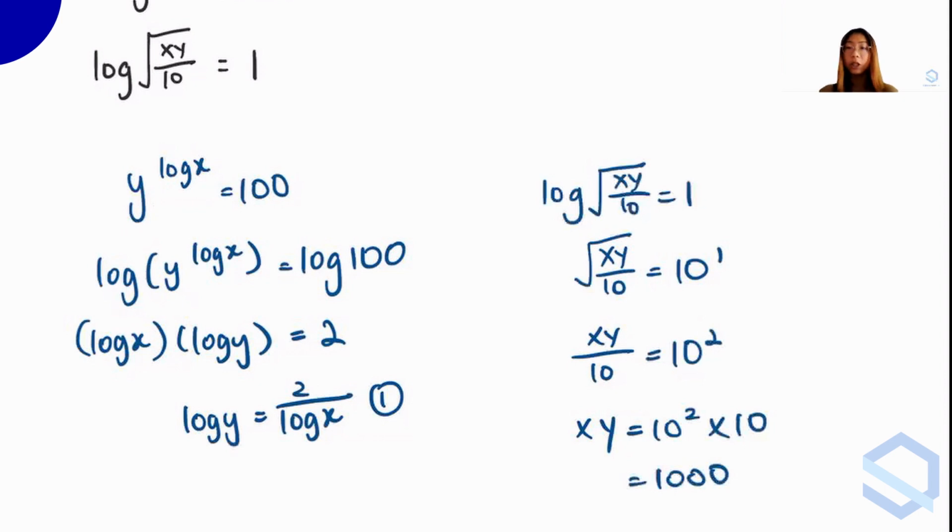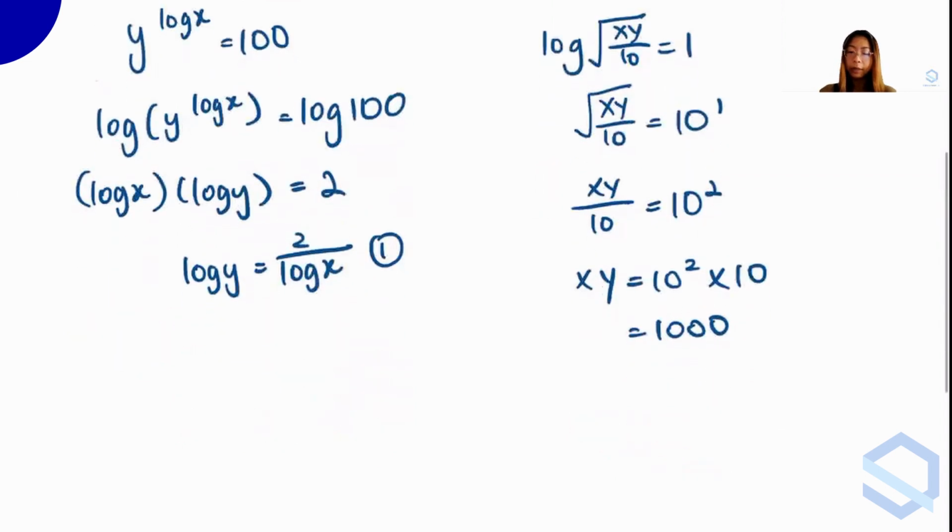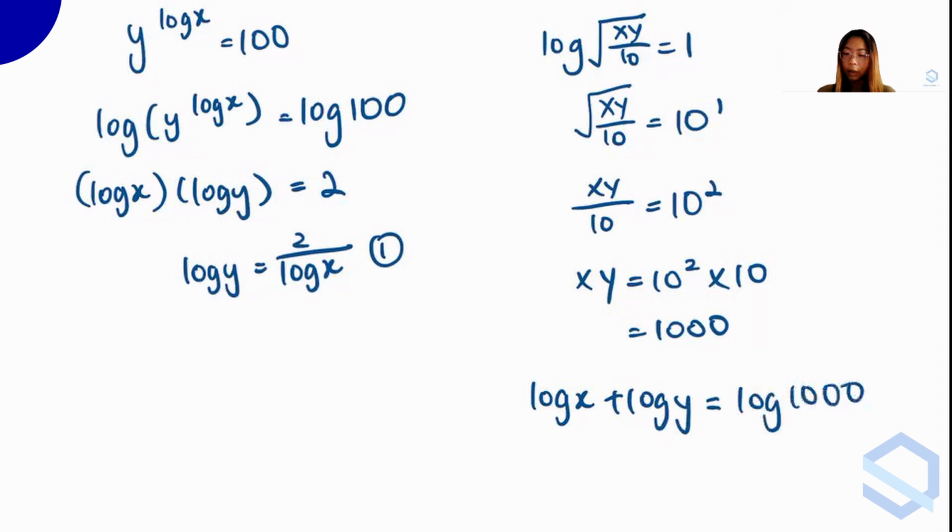So we see that it's actually in xy, but in our first equation, we have log y. So what we can do from this step is log this equation on the right. When we log this equation, we will get log x plus log y equals to log 1000. And we know log 1000 is 3. So how do we get log x and log y? Log x plus log y is actually, this is one of the rules of logarithm that we need to know.